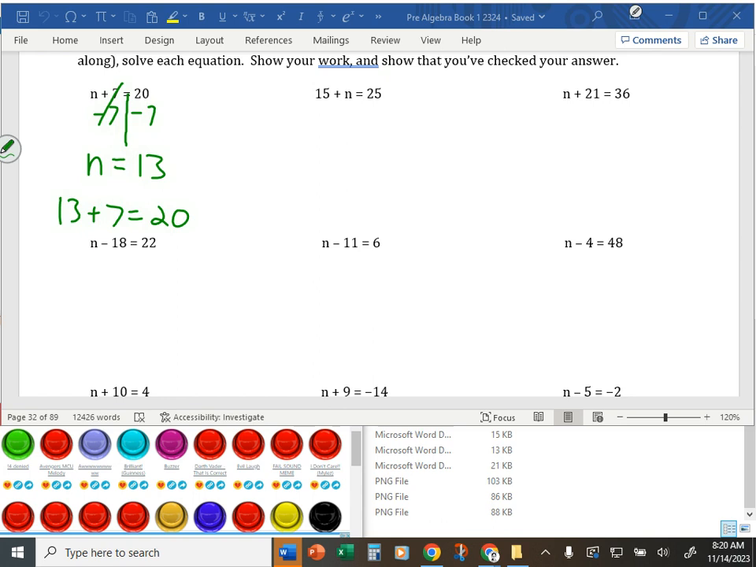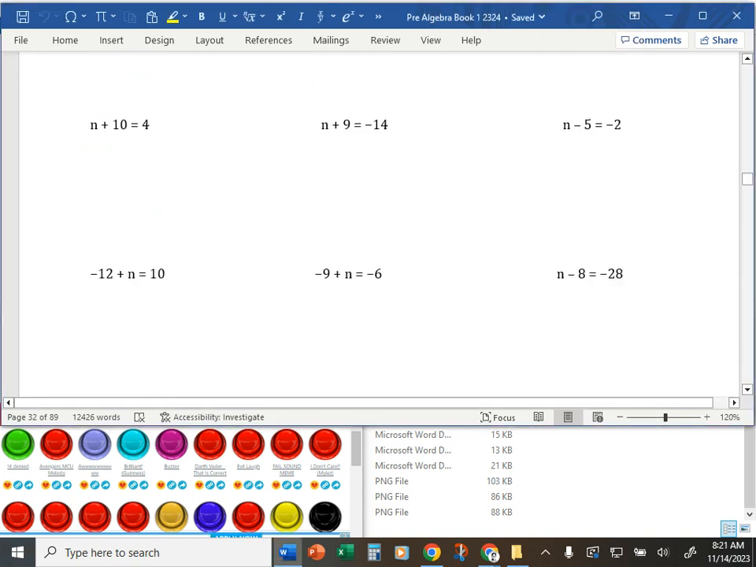Pick another one. What's someone going to do? Aiden. N plus 9 equals -14. We're looking at the third row, middle one here. Okay? And again, the question I want you to ask yourself, Aiden, is what is being done to n? What operation? Addition. What's the opposite of that? Subtraction. So what are you going to be doing to both sides of the equation here? Subtracting 9. Right? The opposite of adding 9 is subtracting 9.